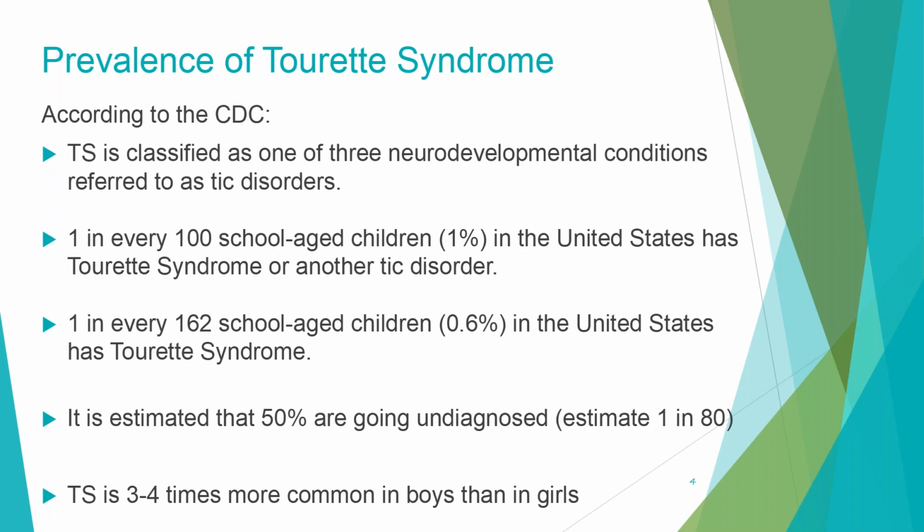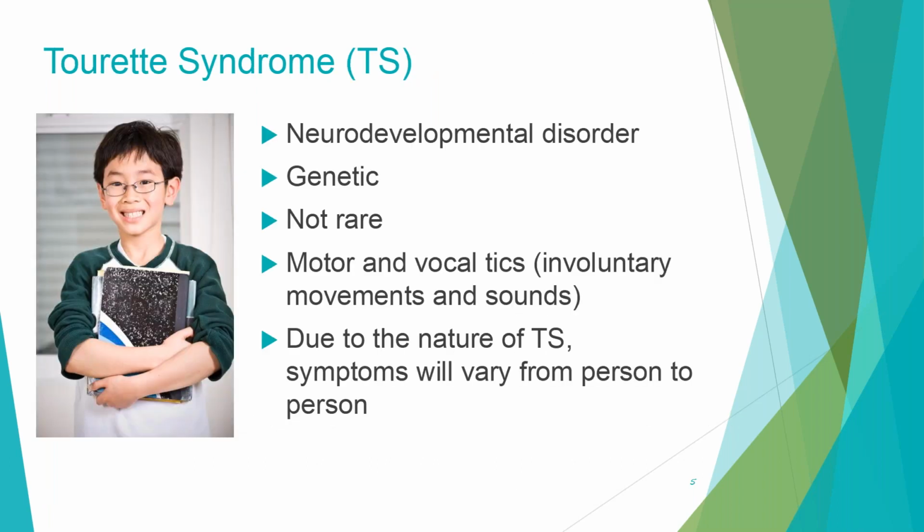They also point out, though, that it's estimated that 50% of our students with Tourette are going undiagnosed, which, if you look at it that way, you could estimate that 1 in 80 children may possibly have Tourette syndrome, but they're either undiagnosed, misdiagnosed, or mislabeled. It's 3 to 4 times more prominent in boys than in girls. So it's a neurodevelopmental disorder. It runs in families. It isn't rare.